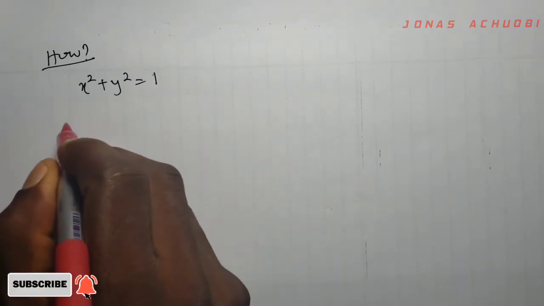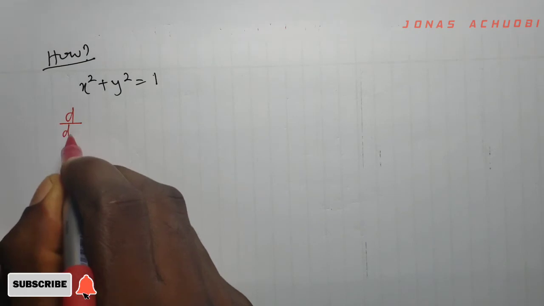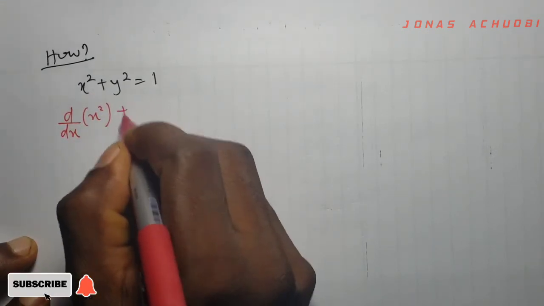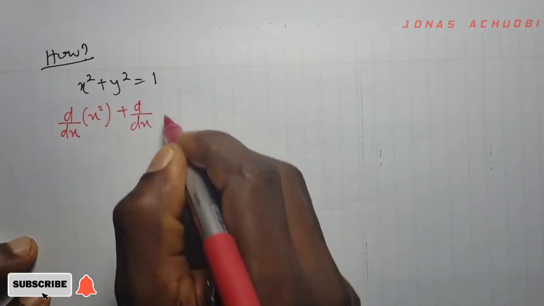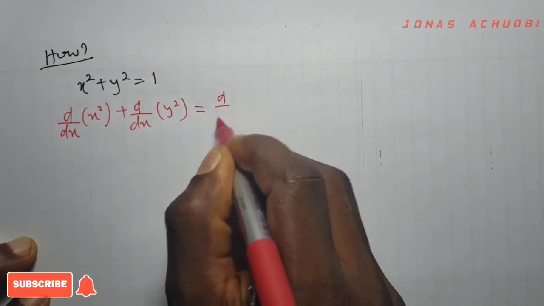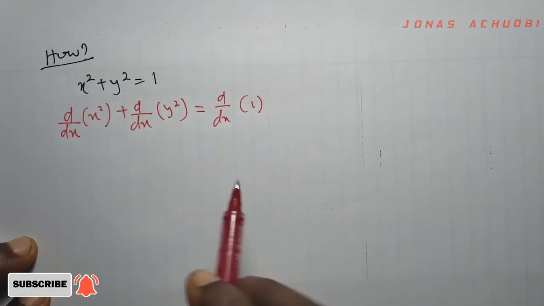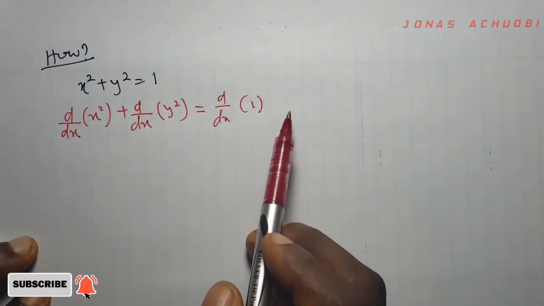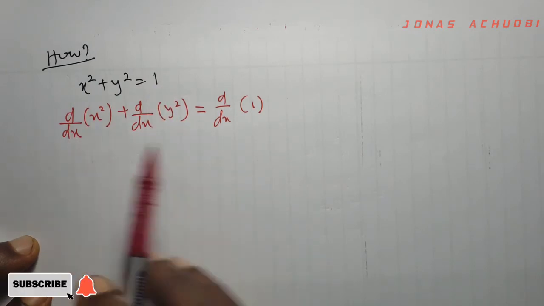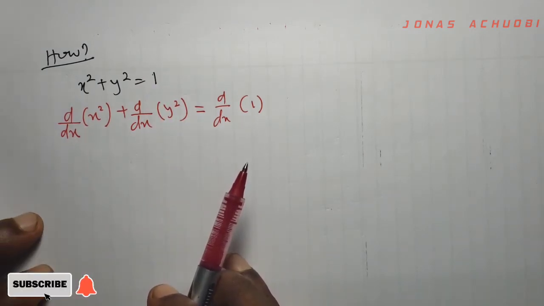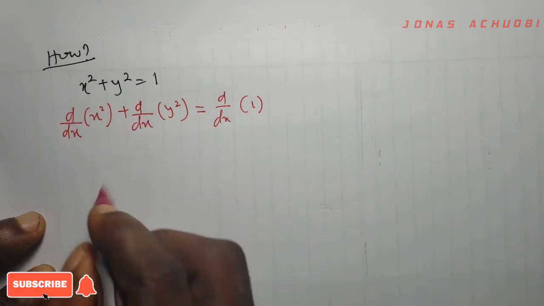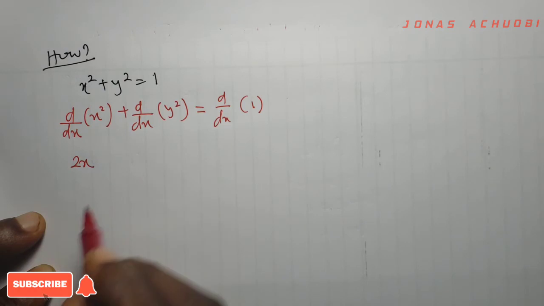How? We differentiate each term of the equation. So d/dx of x squared plus d/dx of y squared is equal to d/dx of 1. We differentiate each of the terms with respect to what? With respect to x. When you differentiate d/dx of x squared, what do we have? We have 2x. That's okay.